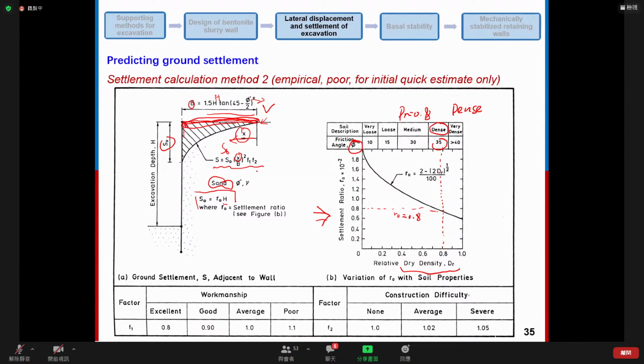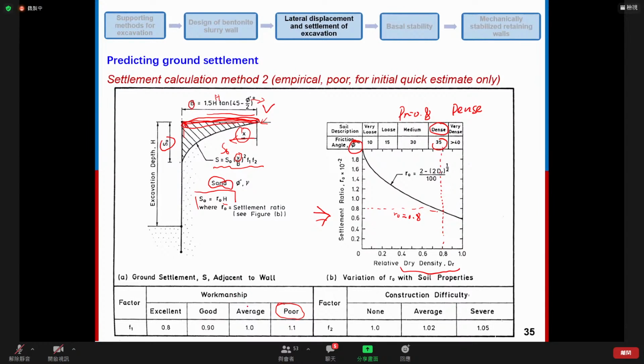And then here we have two factors, which are F1 and F2. F1 is the factor related to the workmanship. For the workmanship of the retaining wall or supporting method, we can have excellent, good, average, or poor workmanship. As we can see, if we have excellent workmanship, the F1 value is smaller than 1, which means it will have less settlement.